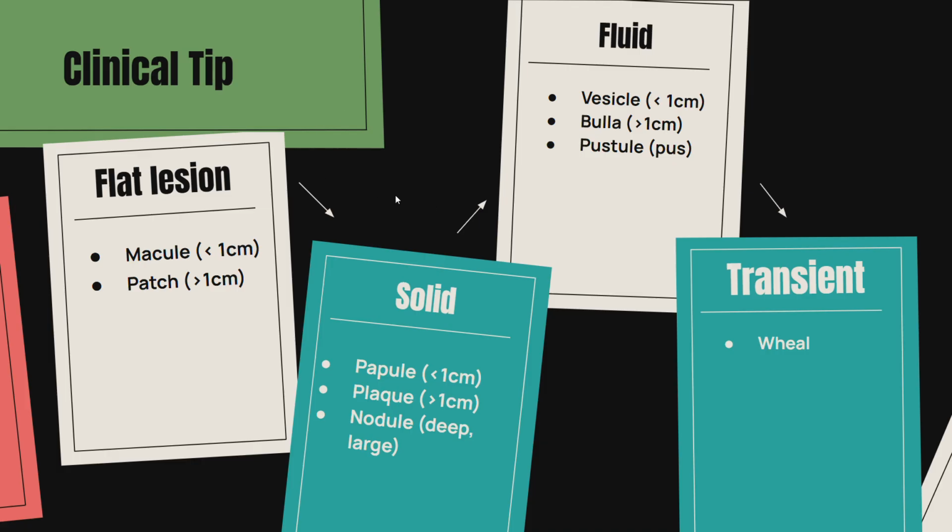So for the ease of understanding, I have divided it into 4 different types. First one, we'll discuss the flat lesions. Second being the solid raised lesion. Third, the fluid filled lesions. And fourth, the transient lesion.